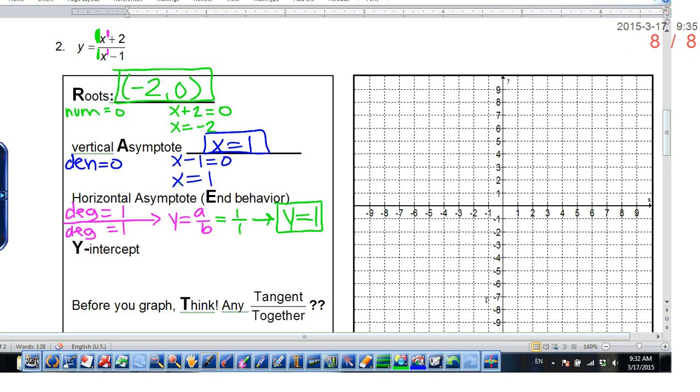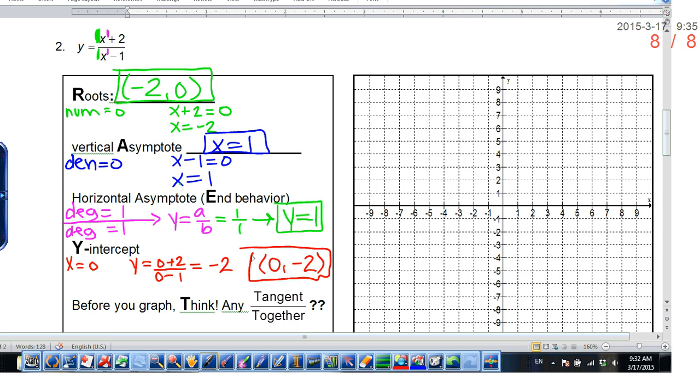All right, and what about the y-intercept? What do we do? Good, plug in 0 for x. So 0 plus 2 over 0 minus 1. What's that going to give us? -2. So I write it as my ordered pair, 0, -2.